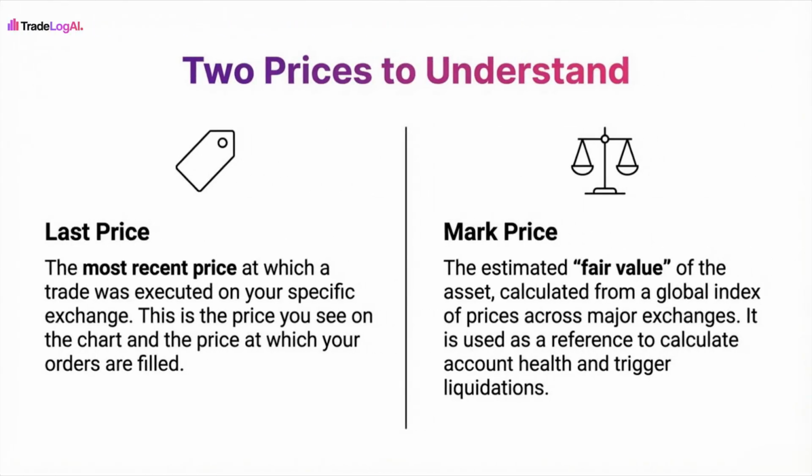Now you need to separate two different prices. On the left is last price. That's simply the most recent trade price on your exchange. It's what you see on the chart, and it's the price your orders usually get filled at. On the right is mark price. This is an estimated fair value, calculated from a broader index across major exchanges. And most importantly, mark price is used to measure account health and trigger liquidations. So, last price is what you see. Mark price is what can liquidate you.